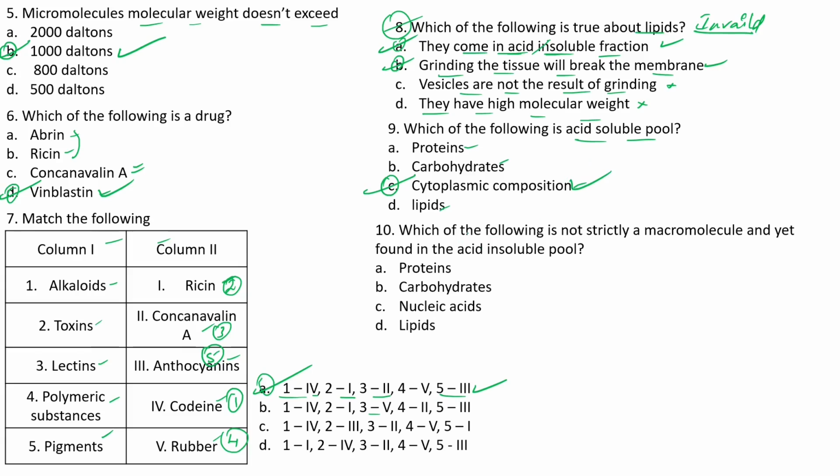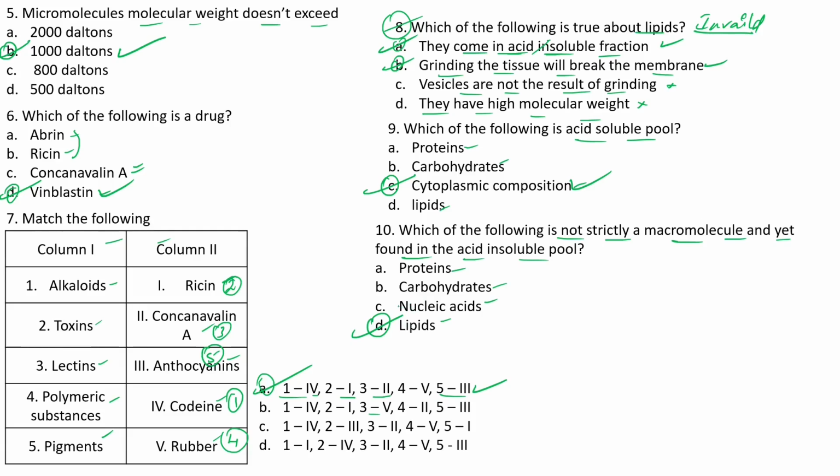The next question: which of the following is not strictly a macromolecule and yet found in the acid insoluble pool? Not a macromolecule strictly speaking, but yet it is found in the acid insoluble pool. Proteins, carbohydrates, nucleic acids, and lipids. We all know it is what? Lipids is our answer. It is not a macromolecule strictly speaking, but yet it is found in the acid insoluble pool. And what is the reason?